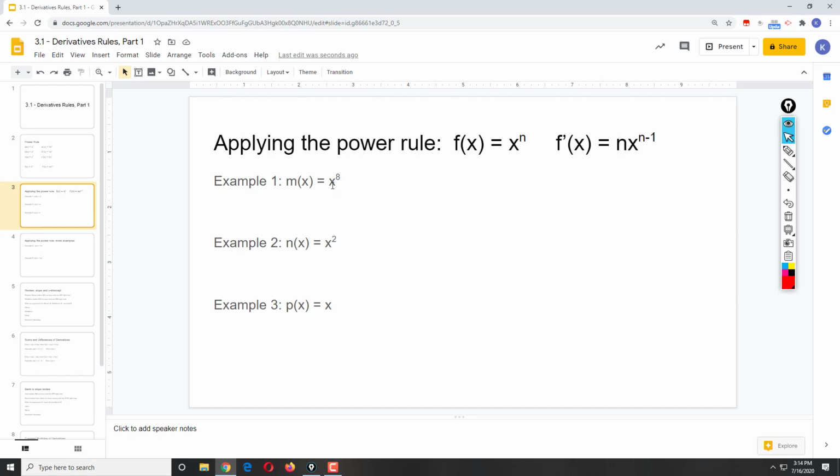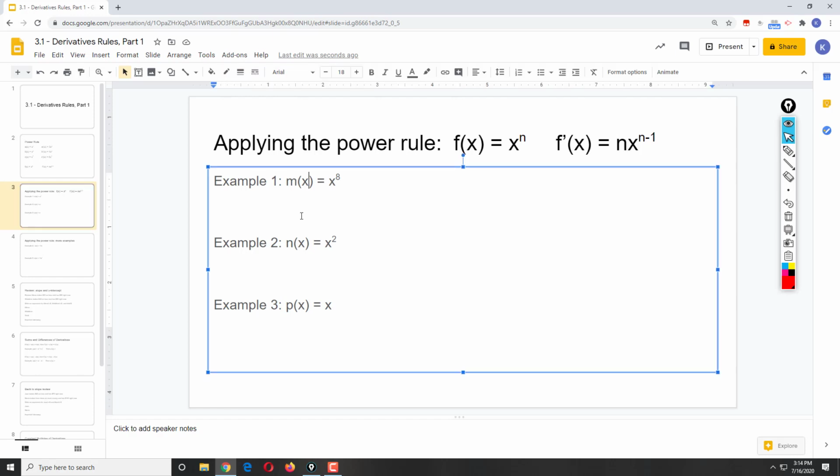All right, if m of x is x to the 8th power, then the derivative would have to be, the 8 comes out in front, and then 8 minus 1 is 7. So the derivative of x to the 8th power is 8x to the 7th.